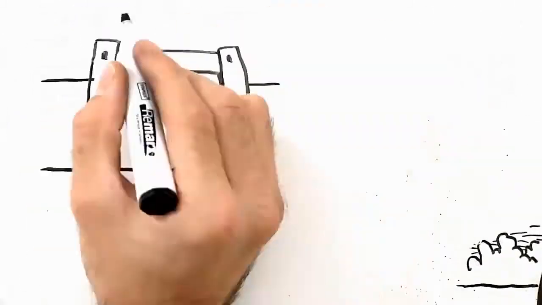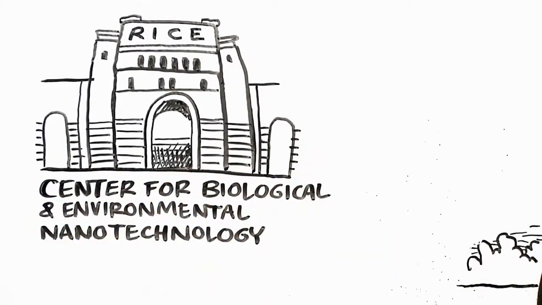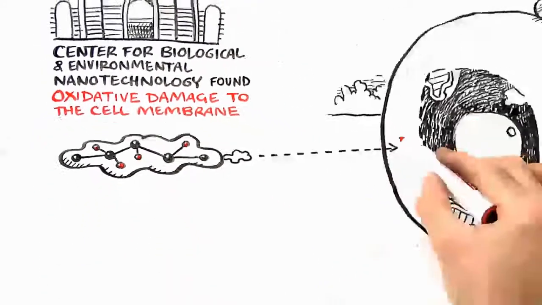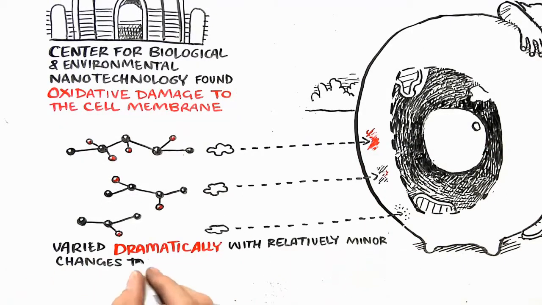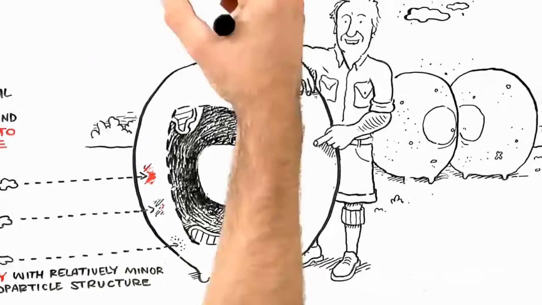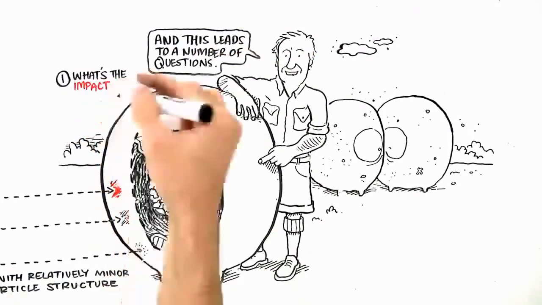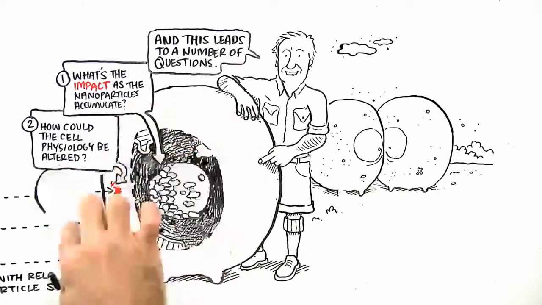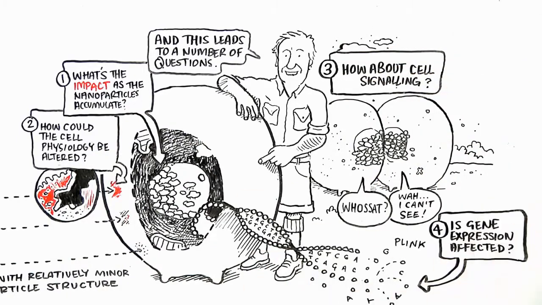However, researchers at the Center for Biological and Environmental Nanotechnology at Rice University have found that oxidative damage to cell membrane varied dramatically with relatively minor changes to nanoparticle structure. And this leads to a number of questions. What's the impact as nanoparticles accumulate? How would cell physiology be altered? How about cell signaling? Is gene expression affected?